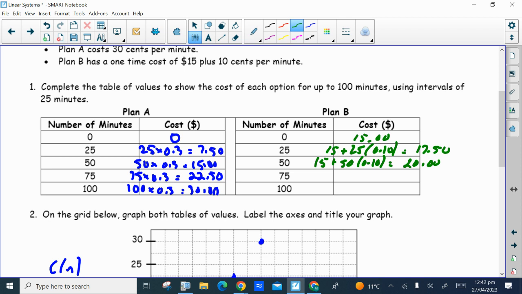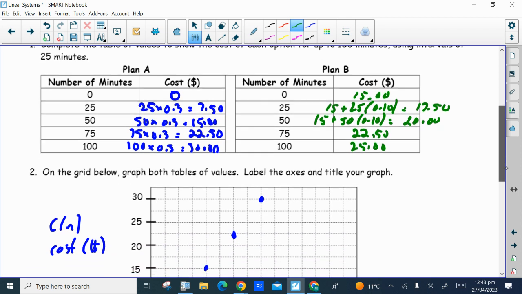And there's a pattern here as well. Again, the cost is going up at a constant rate of 10 cents per minute. That would be the slope of this line. It's the rate of change. We see that as the number of minutes increases by 25, the cost actually increased by only $2.50. So for 75 minutes, it'll be $22.50. And for 100 minutes, it'll be $25 if we continue the pattern.